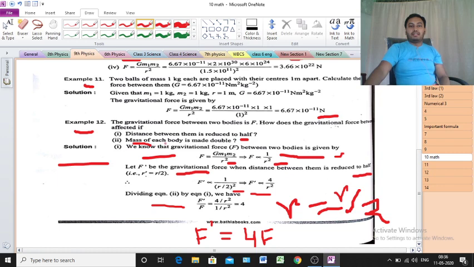Mass of each body made double. Clear? Mass of each body made double, that means here at the beginning, first time m1 is the mass and another body m2 is the mass. Now just double it, that means in the place of m1 just put 2m1, in the place of m2 just put 2m2. Clear or not? Because double. So now take the ratio. Clear? Just you will get the answer.